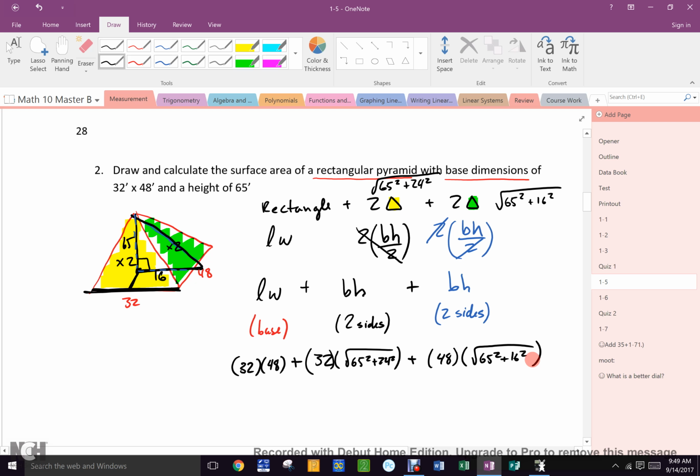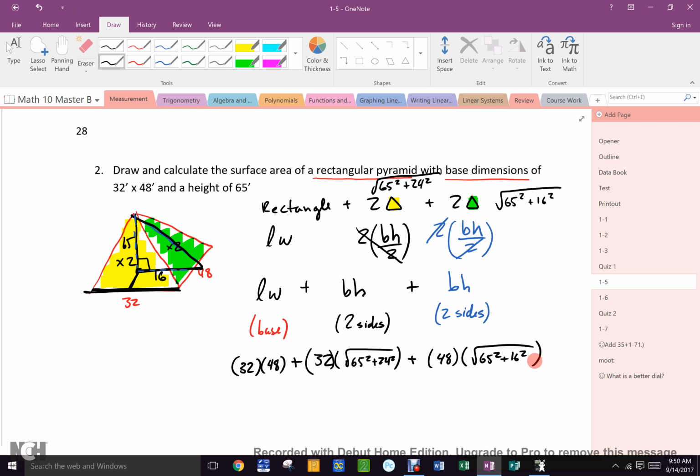Who thinks they can punch all that into their calculator in one go? Think you can? Okay. How many people think that would be difficult to punch all into their calculator in one go? So what do you do instead, Wyatt? You just do it piece by piece, don't you? And you still can't get it wrong, can you? I would do these first and then write the number right there. Then multiply by 32. Then this one, multiply by 48. Then that, and then add it all up. But it's not that hard to do, right?